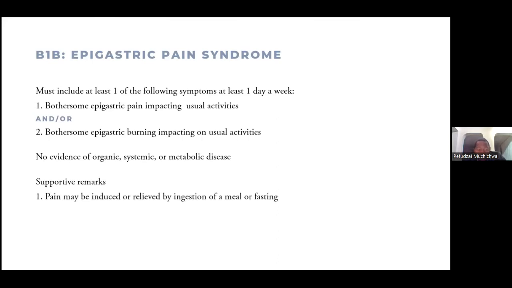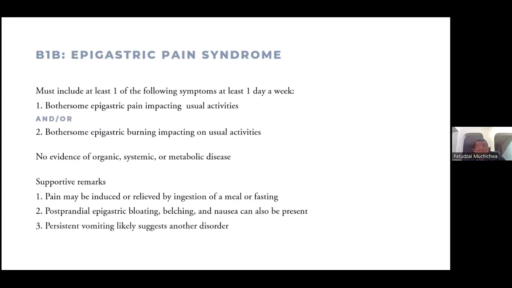Supportive remarks: pain may be induced or relieved by ingestion of a meal or by fasting. Postprandial epigastric bloating, belching, and nausea can also be present. Persistent vomiting likely suggests another disorder, and heartburn may coexist in patients with epigastric pain syndrome.